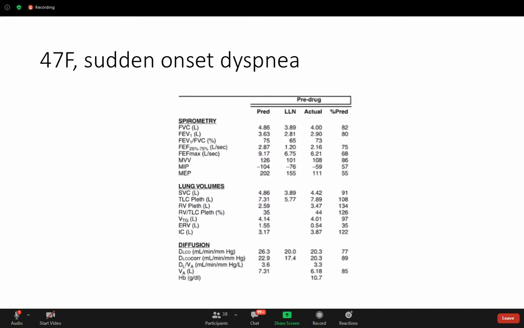But be mindful, guys, different machines will give you different results. Not all the machines will have a corrected DLCO. Not all the machines will have a lower limit of normal. Sometimes they will give a range. Okay. Thank you, that clarified it. Any other question, guys? Is this useful?